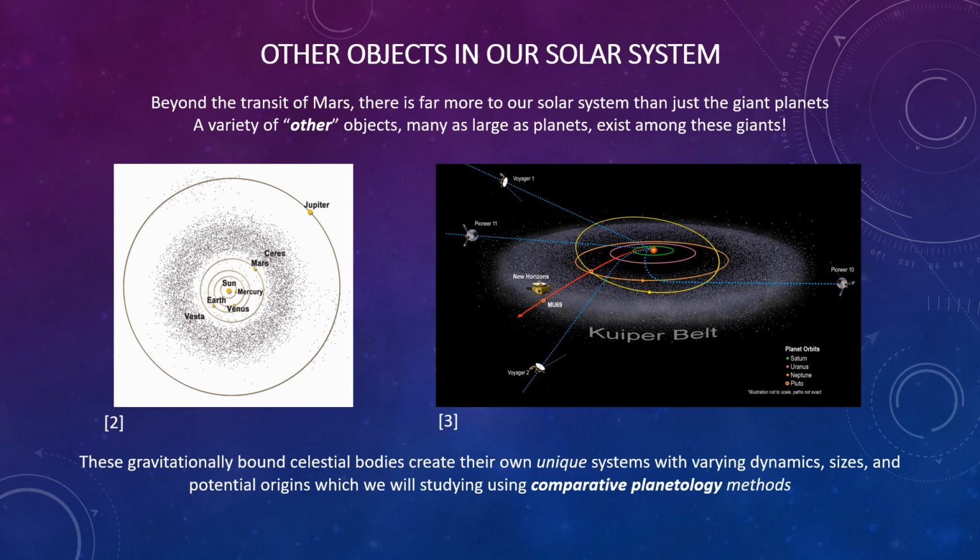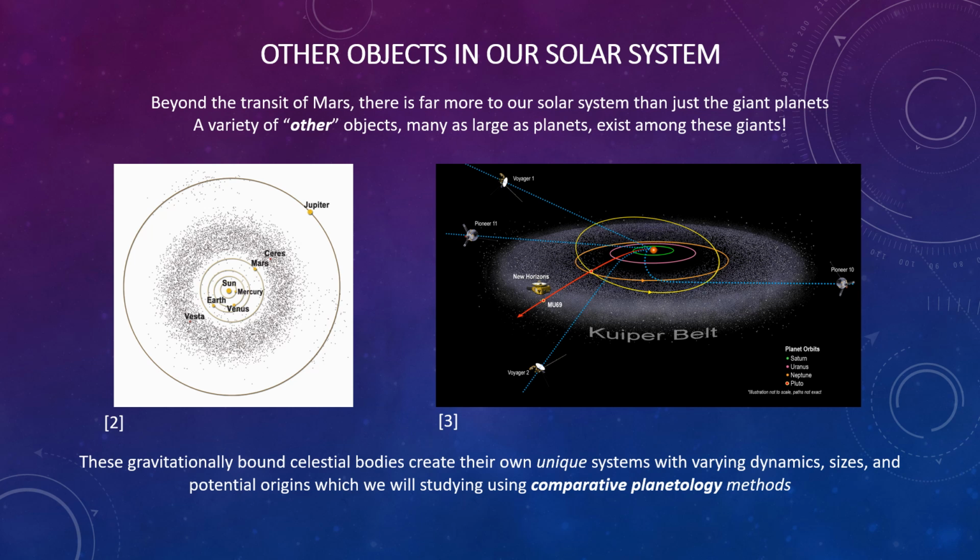So far in our journey through the solar system, we've been looking at the terrestrial planets and the gas giant planets, the Jovians, but there are also a lot of other smaller objects in our solar system that we can study. Many of these objects exist out beyond the orbits of Mars, and they are very unique celestial bodies that are all gravitationally bound, that have their own unique sizes, dynamics, and potential origins. And we'll be studying them using our comparative planetology methods that we've been using before.